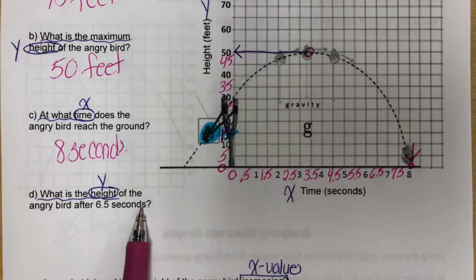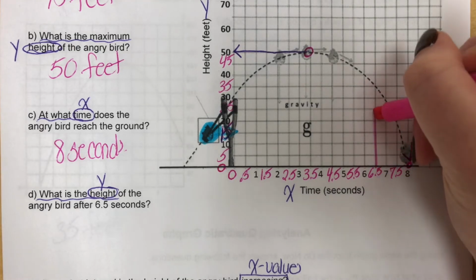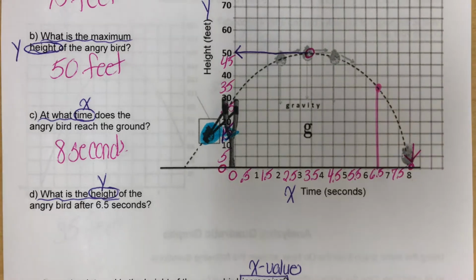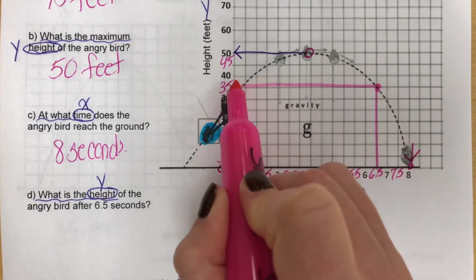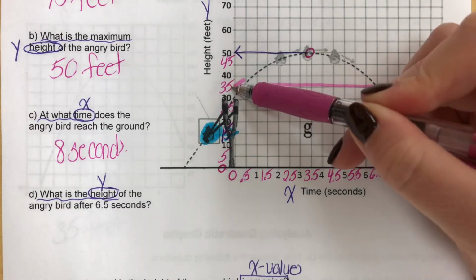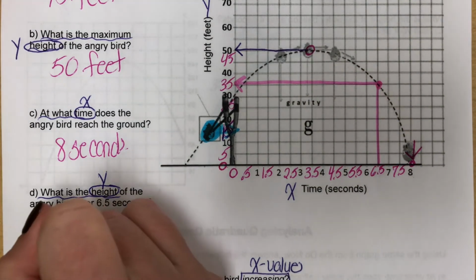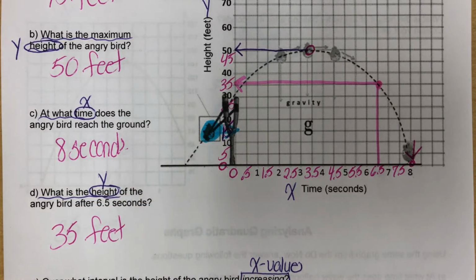So at 6.5 seconds, what's the height going to be? I'm going to grab a highlighter for that. So here is 6.5 seconds, and I want to see where on my graph that would be. All right, I can see it's going to be that point right there on my parabola. And now I want to check with an arrow over to my y value, what height is the Angry Bird at when it's at 6.5 seconds? Well, when I come over to my y values, I can see it's 35. So at 35 feet, that would have been 6.5 seconds.